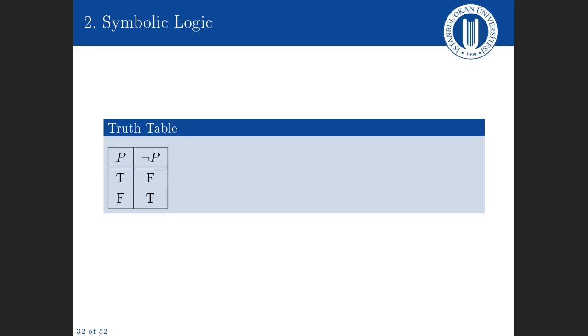This is a truth table for not. If P is true, then not P is false. If P is false, then not P, the opposite of P, must be true.